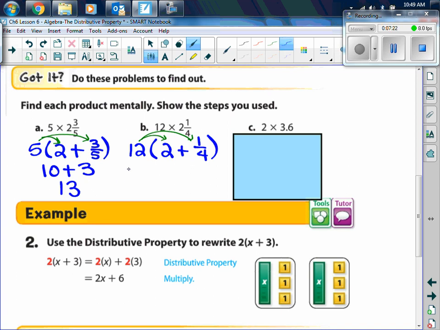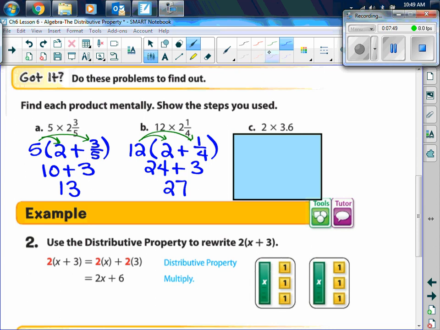So we've got 12 times 2 is 24. Plus 12 times 1/4 is 3, right? Because 12 divided by 4 is 3. With me? And then 24 plus 3 is 27.